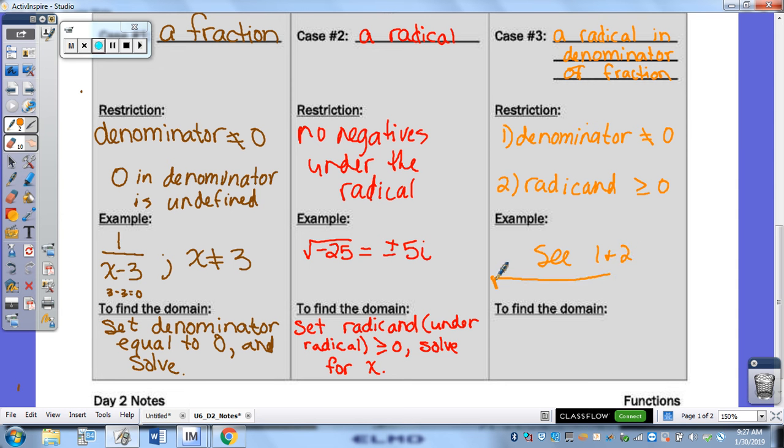So for that example, you would see 1 and 2 combined together. Why we can't have a 0 in a fraction, and why our radicand has to be positive or 0. So for this one, you're going to set the radicand just simply greater than 0 this time. We don't want the or equal to, because it can't be equal to 0 in a denominator. So it's just greater than 0. And then solve for x.